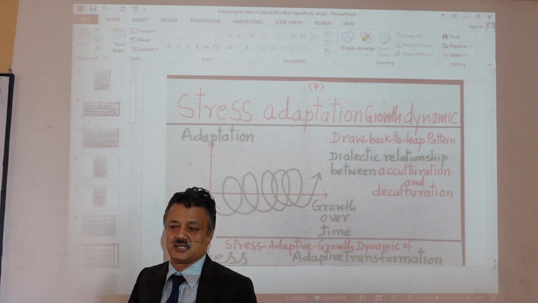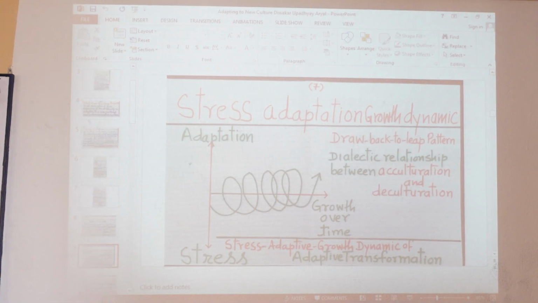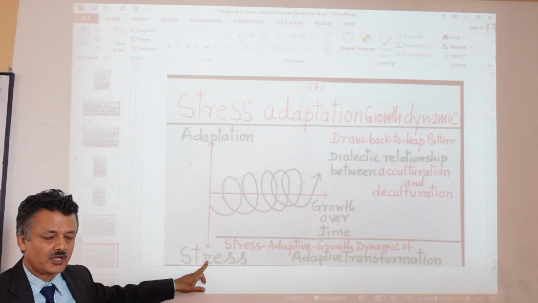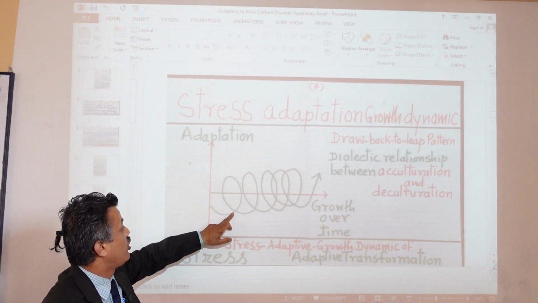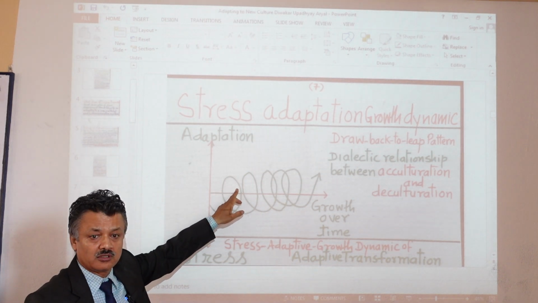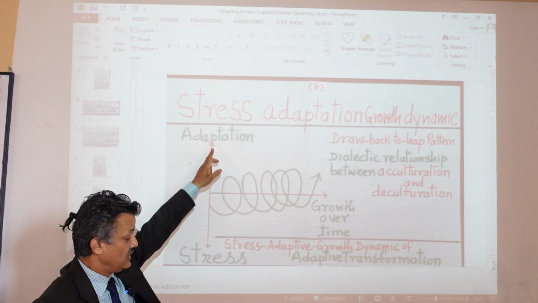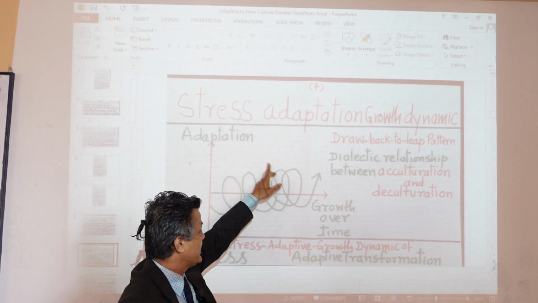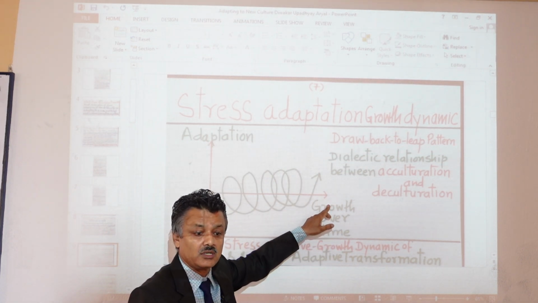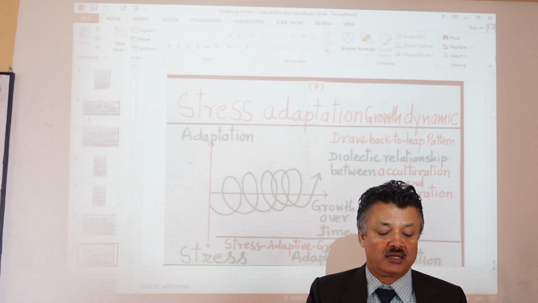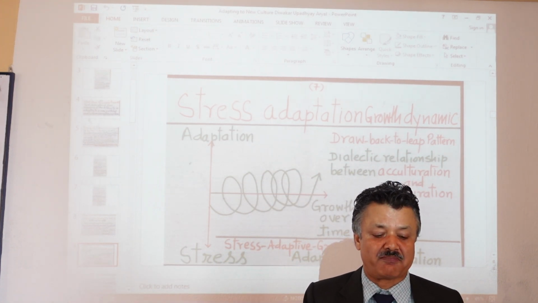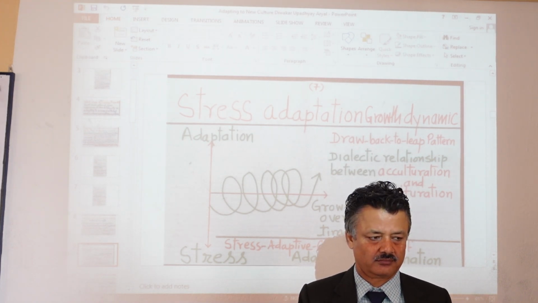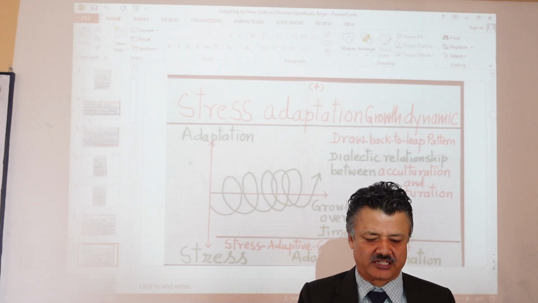This is called stress adaptation growth mechanism. You don't understand their way, so you have stress. When you have stress, you are motivated to change. That change is positive. When there is stress, it motivates you to change, and when there is frequent change, you grow. This diagram is called stress adaptation growth mechanism. Say with me. Or stress adaptation growth dynamic.